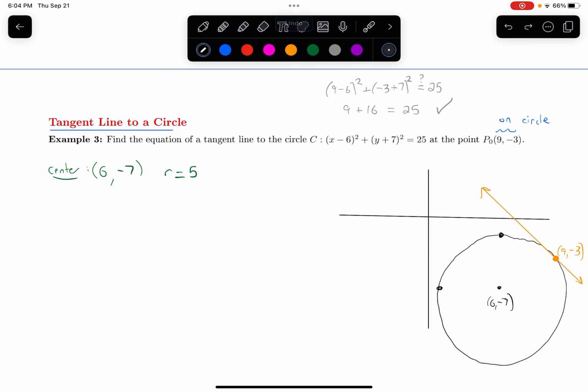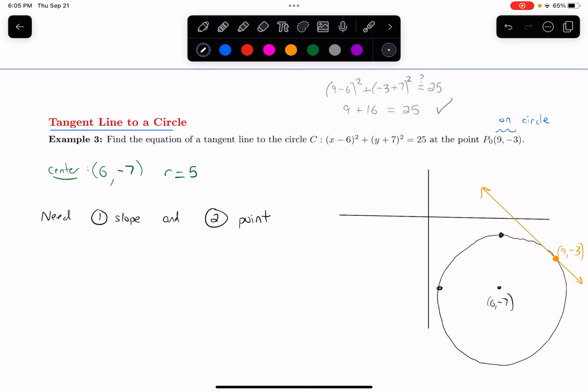And for an equation of a line, I need two things. I need the slope, and I could either do the y-intercept, if I want to do y = mx + b, but this tangent line is going to cross the y-axis somewhere. I don't really know where, though. So I'm not sure if y = mx + b is going to be helpful to me. So maybe I'm going to try point slope form. For point slope form, I need the slope, and I need a point.